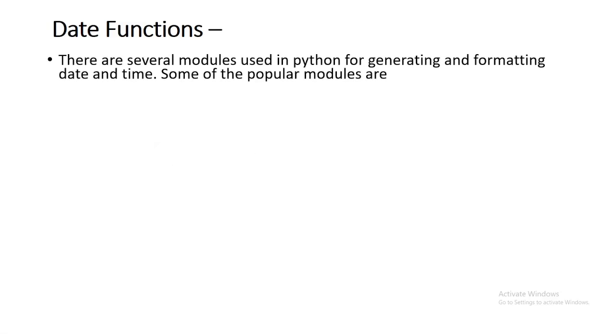What are date functions? There are several modules used in Python for generating and formatting date and time. Some of the popular ones are datetime, time, pytz, and dateutil. These are all modules that are used in Python. There are other ones, but these are the popular ones.